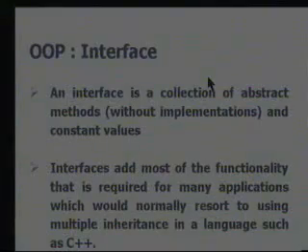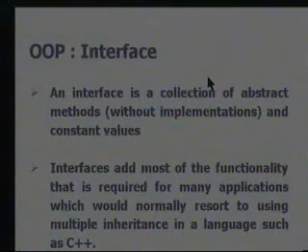But let's come to the precise definition of what is an interface. An interface is a collection. Let's see the slides now. An interface is a collection of abstract methods and constant values. So when we have an interface, we have methods, but none of the methods have been implemented. But when we say abstract class, some of the methods are implemented, but at least one method is not implemented. When we are talking about an interface, it means none of the methods have been implemented.